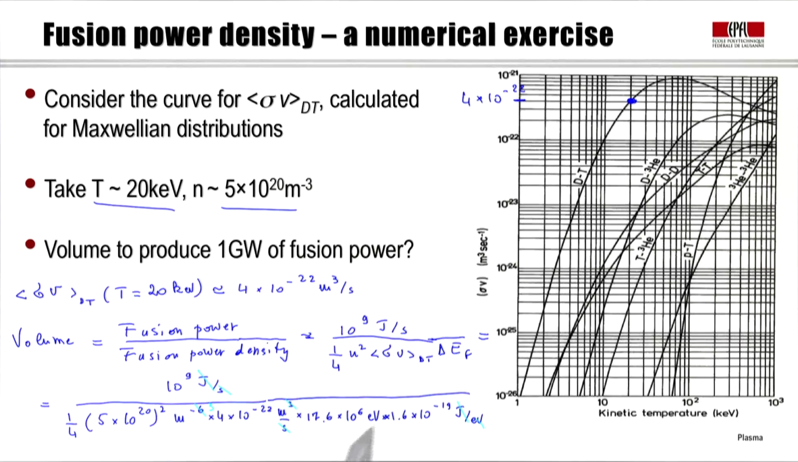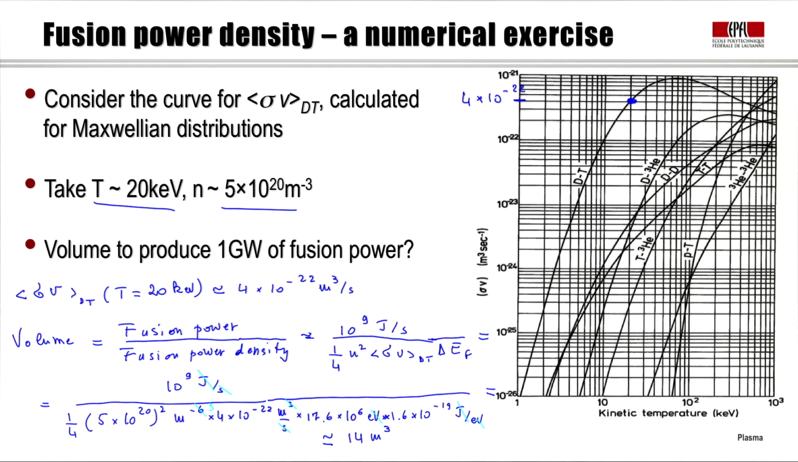And we find a final result, which is about 14 cubic meters. So to produce a gigawatt of fusion power in a plasma of about 20 keV with 5 times 10 to the 20 per cubic meter of density, we need about 14 cubic meters of plasma. That's an absolutely reasonable volume. It's not gigantic, nor is it microscopic.